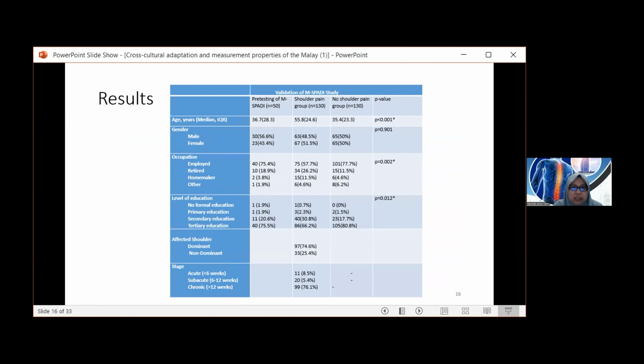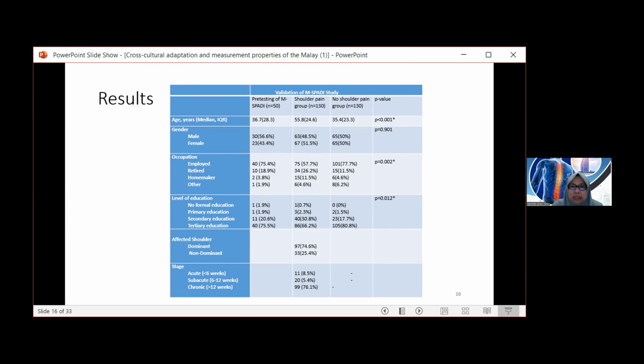And this table here shows a descriptive statistic for participant demographics. There are several parameters that showed significant difference between patients with shoulder pain and the non-shoulder pain group, especially age, which was expected, because most of the patients with shoulder pain are actually in a much older age group. And we include the differences as covariates in our subsequent analysis.